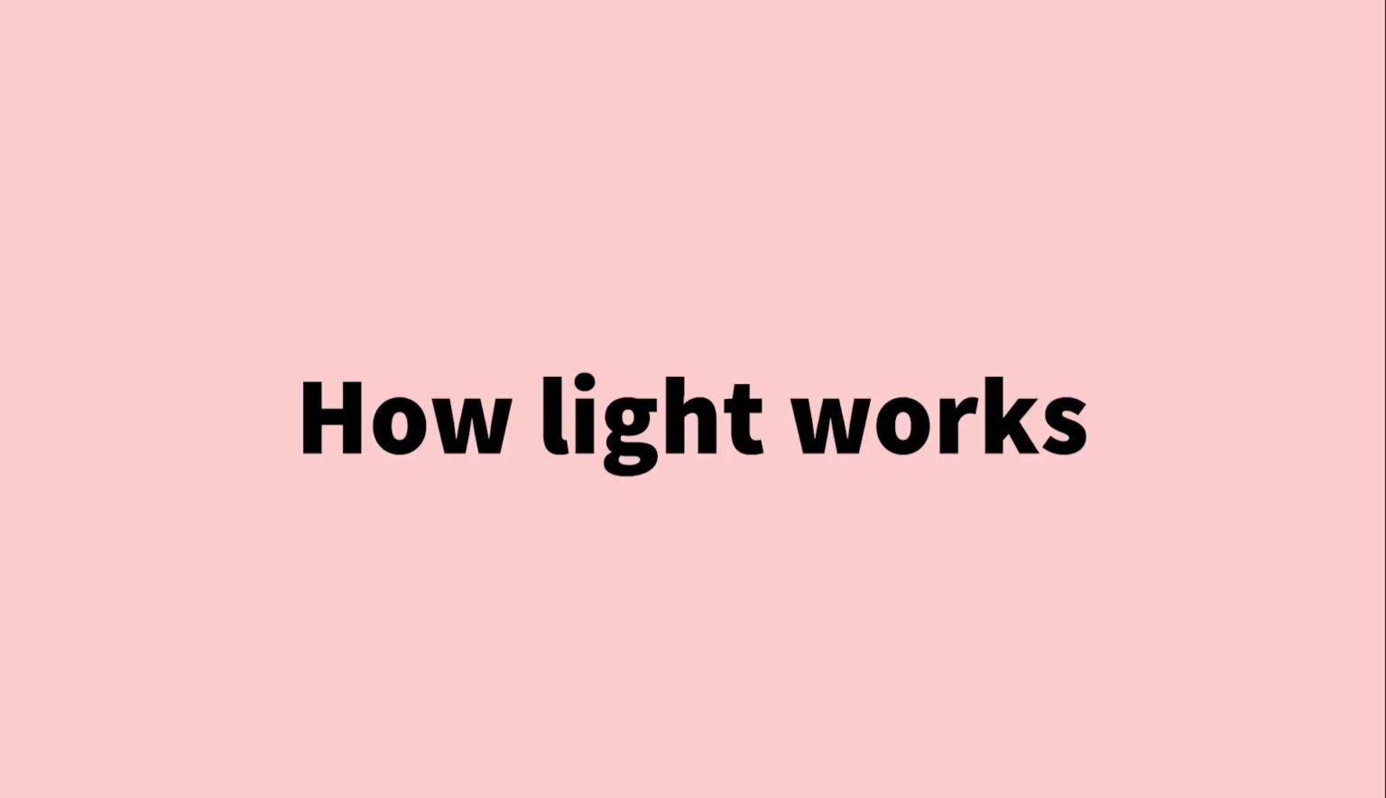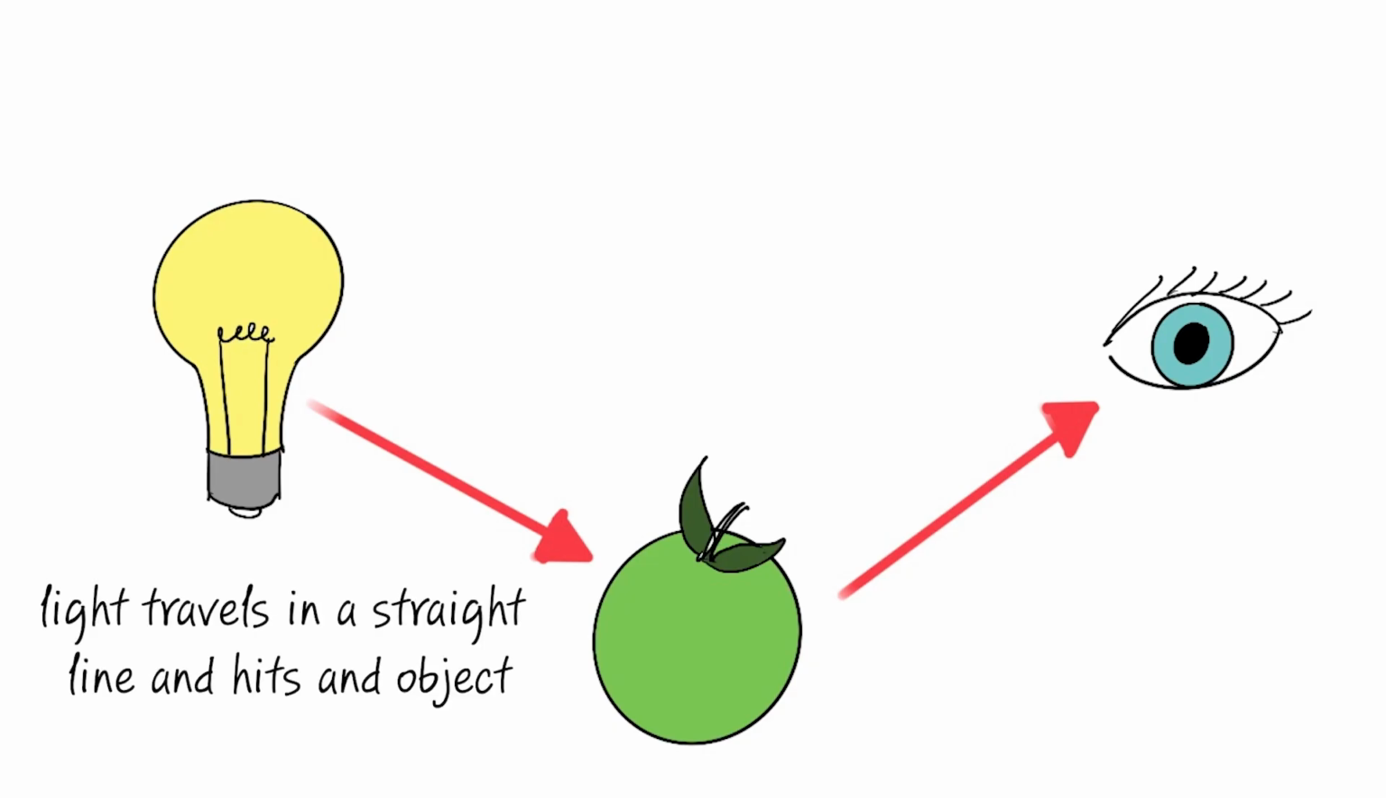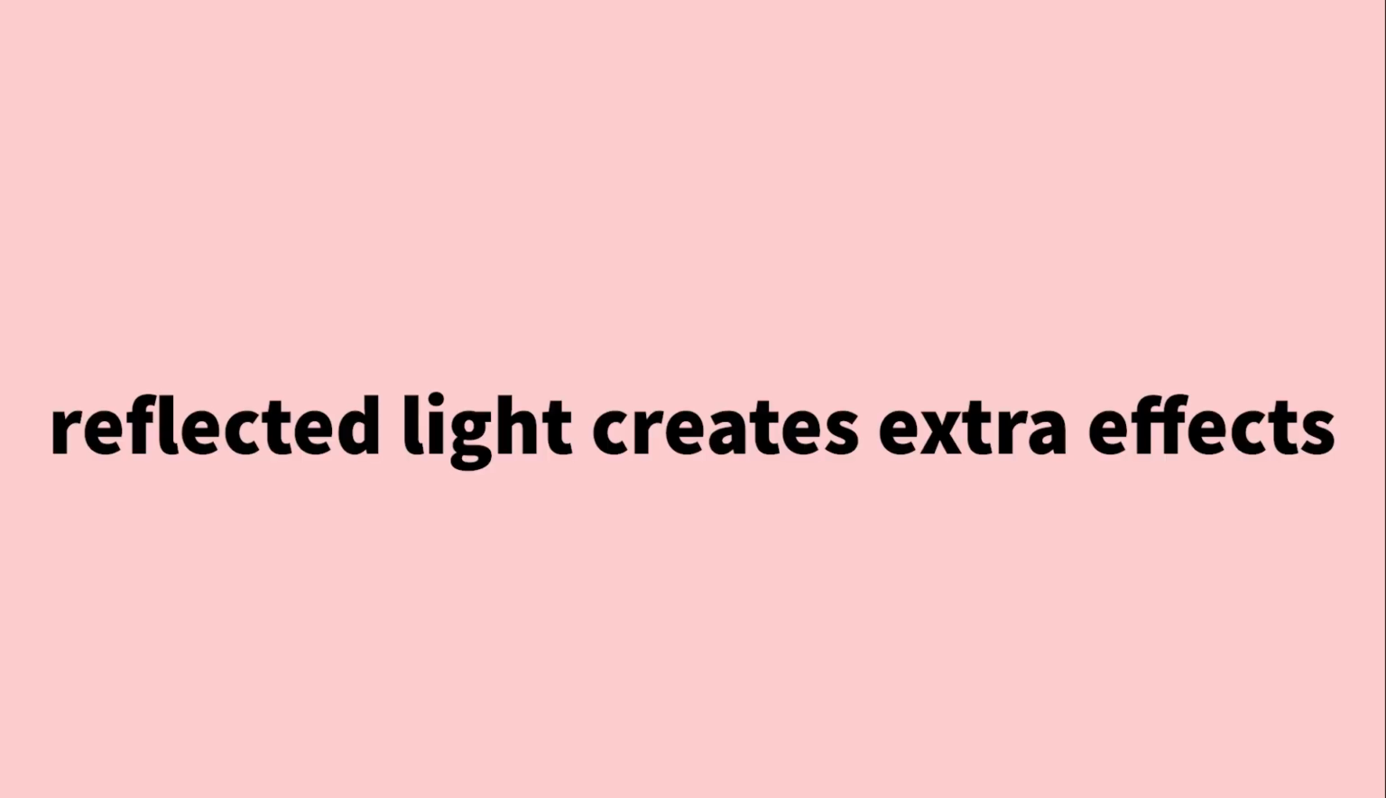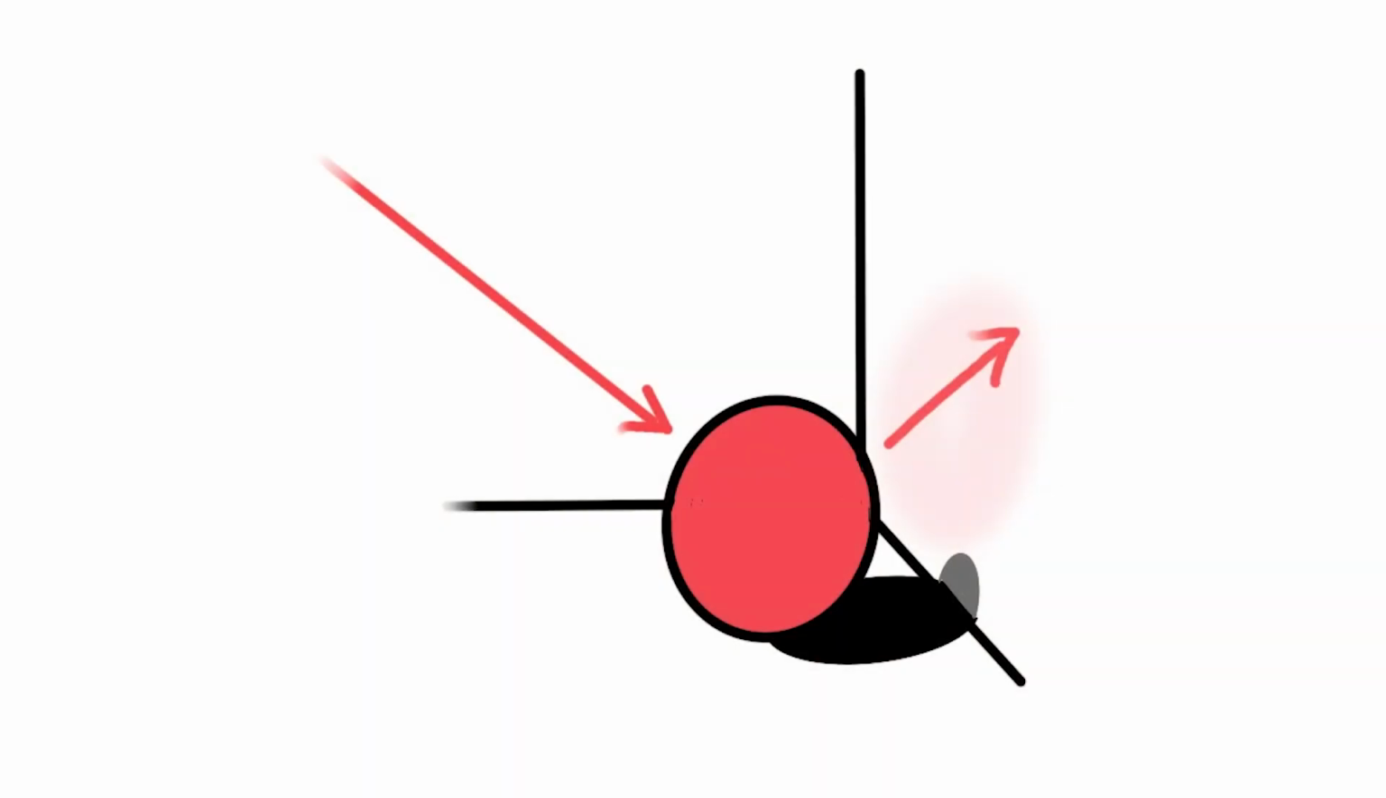Before we start, I am briefly going to explain how light works. Light is what lets us see colour and shapes, and it's very important in painting. When light hits an object, some of it is absorbed and some of it bounces or reflects off a surface. Reflected light also creates extra effects. If light shines on a white wall next to a red ball, some of the red light bounces onto the wall, giving it a faint red glow.